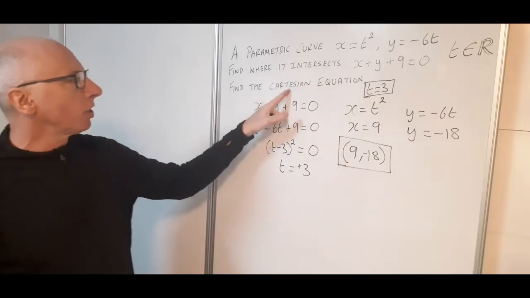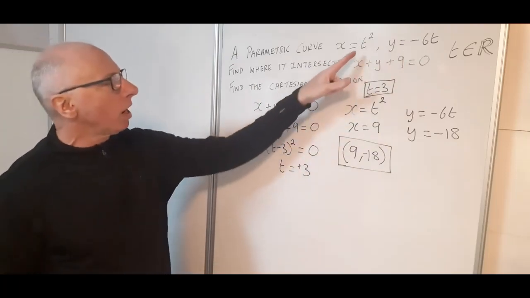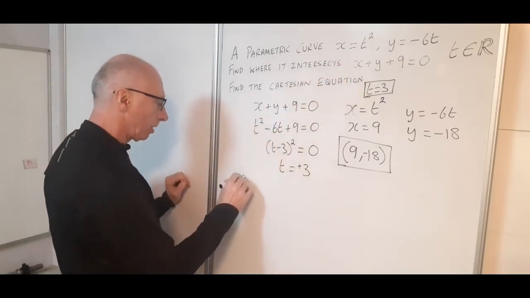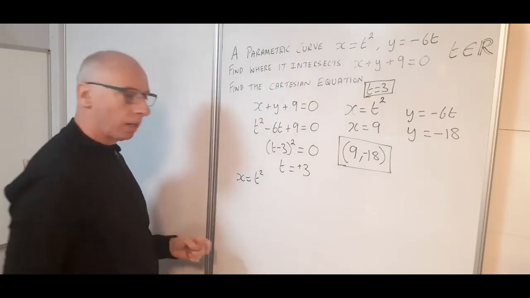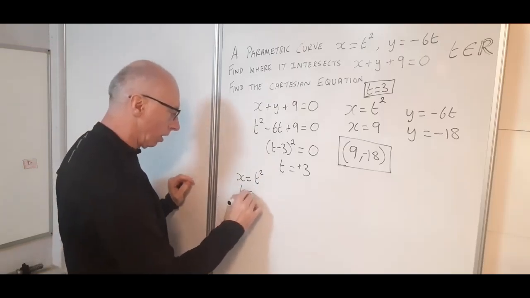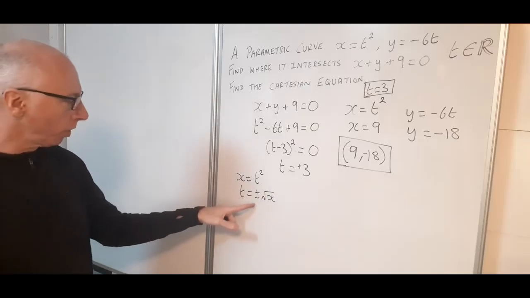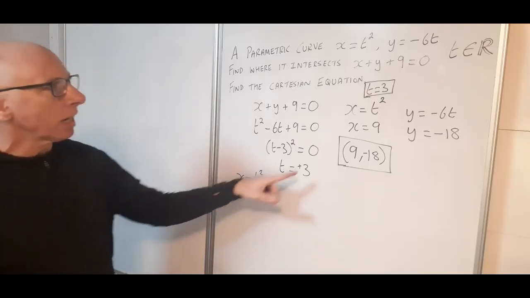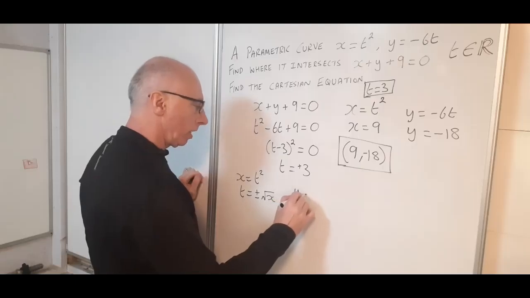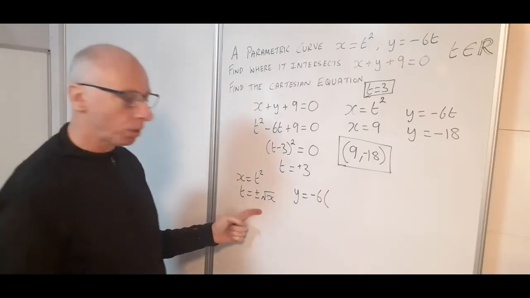Now what we're going to do is find the Cartesian equation for the parametric curve. So first thing to do is isolate the t from the x. So x equals t squared. Take the square root on both sides, and I'll end up with t equals plus or minus square root of x. So remember, we get two solutions here. Now with that, I can plug that into my y to get my Cartesian equation. So y equals minus 6 times whatever I've got for t, which is plus or minus root x.